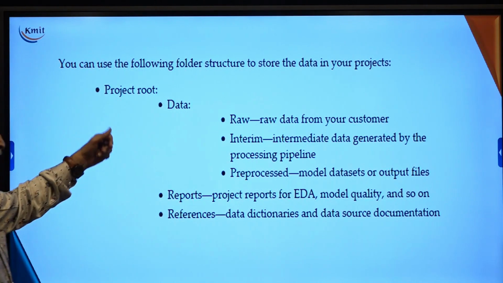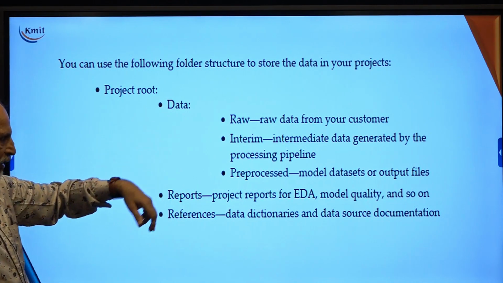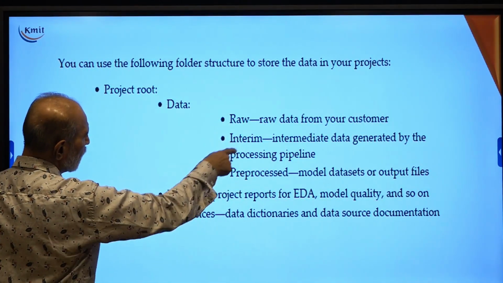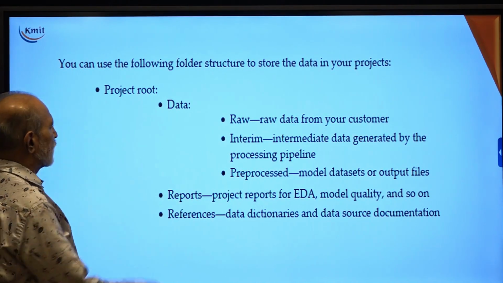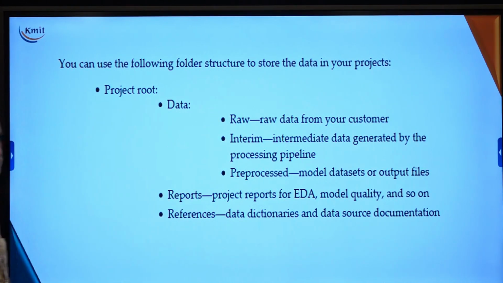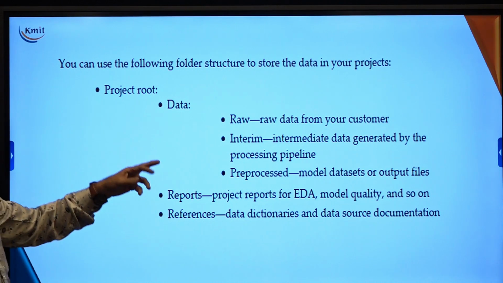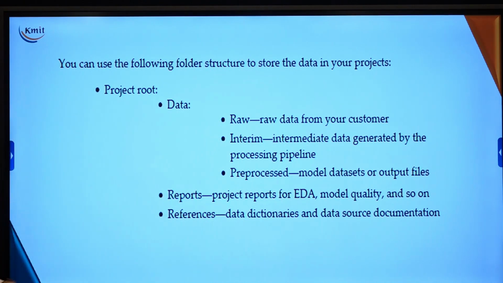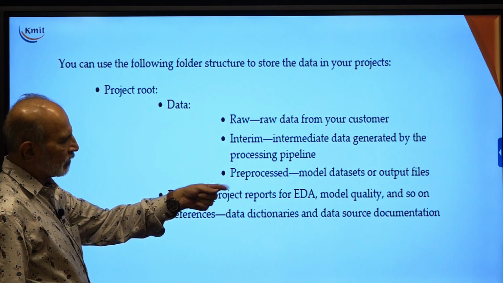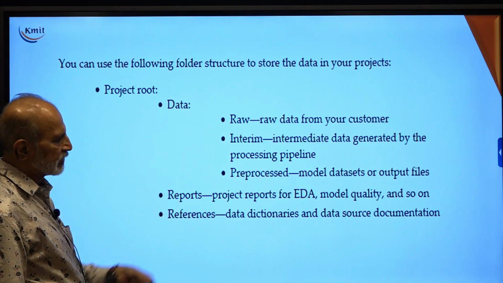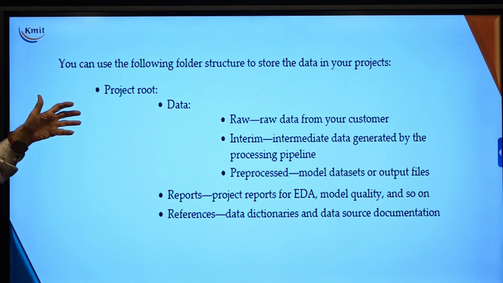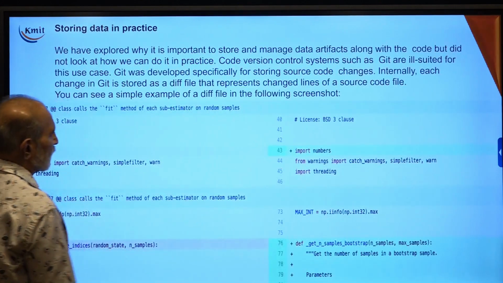Okay. You can use the following folder structure. For example, I make a project, under that I may create a subfolder called data. Under that I can create three more subfolders: raw data, interim data and pre-processed data. So under the project root I have a data folder, and I know where I am working, where the chances of my committing an error are, and at which stage my modification needs to be done. The next point is reports: project report for EDA, model quality and so on, and finally the references, data dictionary and data source documentation. In such a way we can track the changes in our project, and we can make our data science project life very easy.